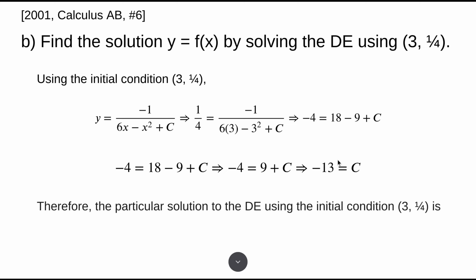So the solution to this differential equation using (3, 1/4) as the initial condition is y equals -1 over (6x minus x squared minus 13), or if you like positive numerators for stuff like that, you can write it as 1 over (x squared minus 6x plus 13). Either way, you don't need to simplify that. Probably not worth it. If you make a mistake, it could cost you. But that would be the particular solution to this differential equation using the initial condition (3, 1/4).